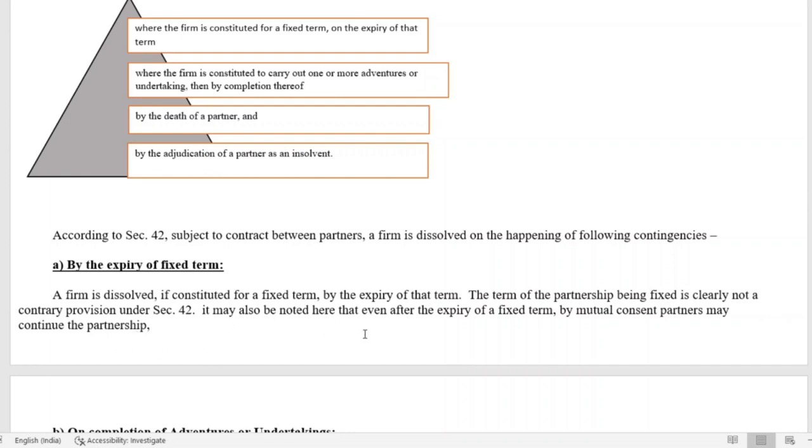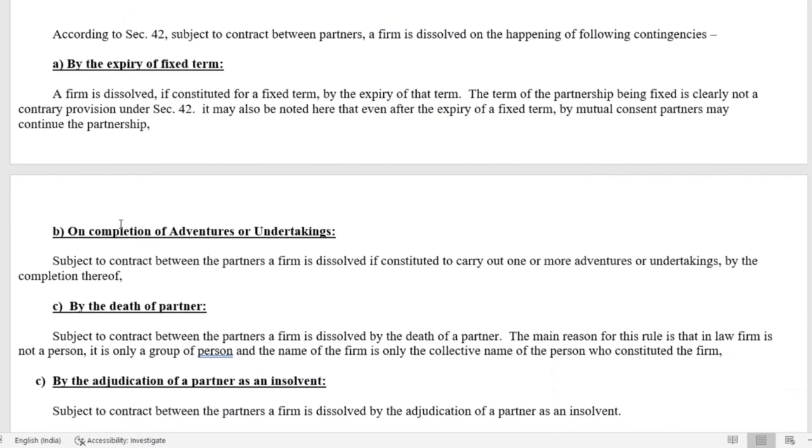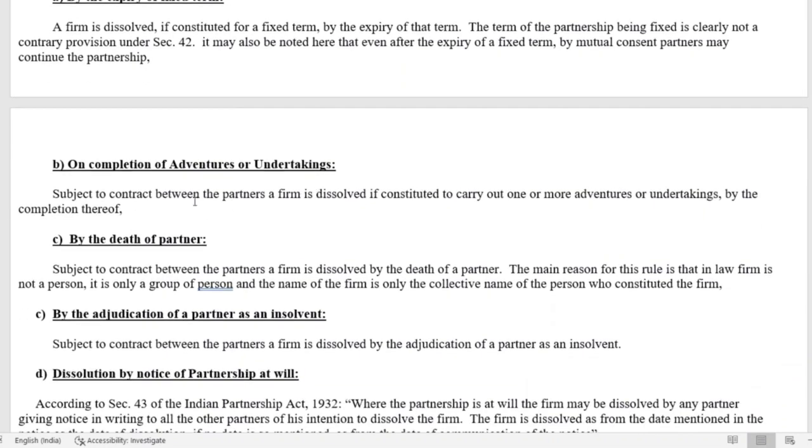The term of the partnership being fixed is clearly not a contrary provision under Section 42. It may also be noted that even after the expiry of the fixed term, by mutual consent, partners may continue the partnership. That depends upon their future agreement between the partners. But when they decide that the partnership will continue for a fixed term, then thereby the partnership firm will be dissolved. Next one is on completion of the adventures or undertaking.